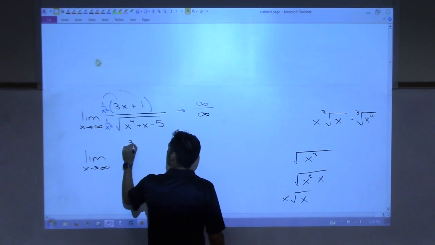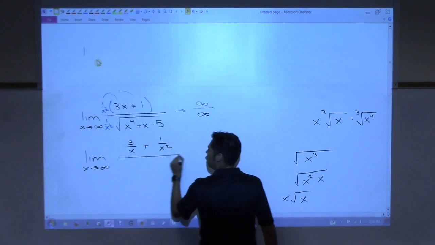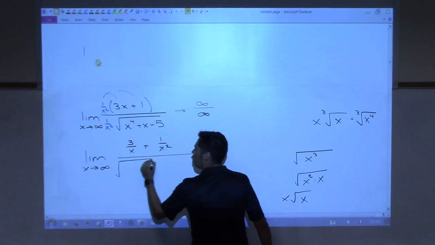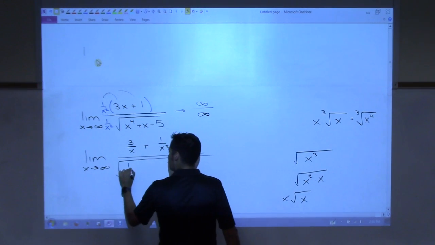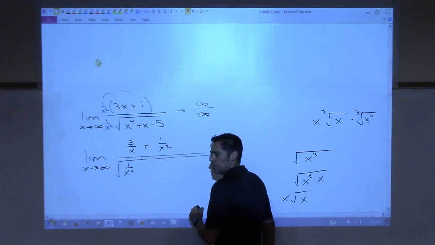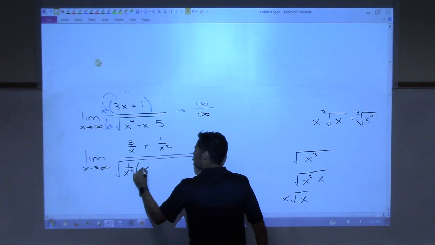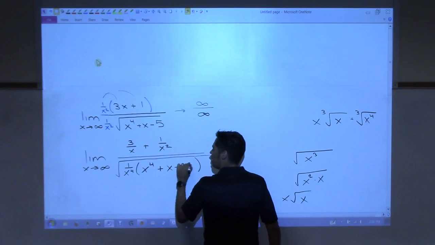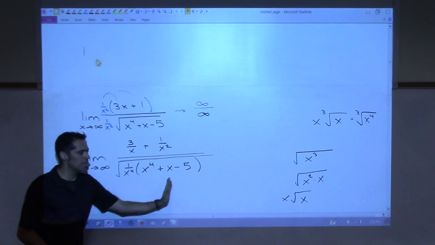So top is 3 over x plus 1 over x squared. Bottom, let's go ahead and force that 1 over x squared into the root. It becomes a 1 over x to the fourth, and it's sitting in there, right? It just went in. But next to it is x to the fourth plus x minus 5. So you still have to distribute that into each of these.